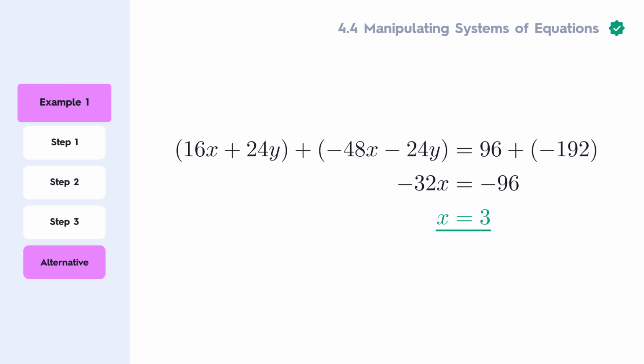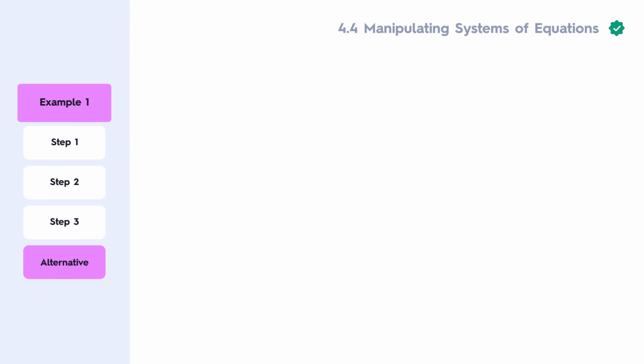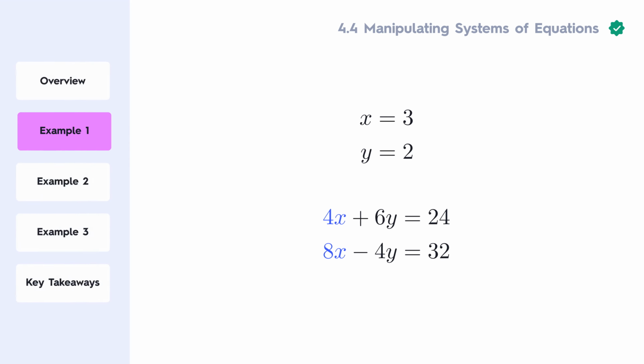This method works too, but the first method of dividing by -2 was much simpler because the coefficients of x were already divisible. To conclude, the solution to the system of equations is x equals 3 and y equals 2. By noticing that dividing the second equation by -2 made elimination much easier, we avoided more complex steps. This is why it's important to look for opportunities to simplify equations early in the process. Let's look at another example.